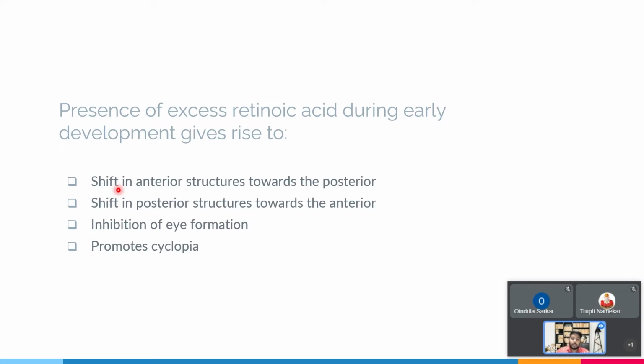So we are looking at another aspect of retinoic acid during development. This is at a bit later stage where the embryo has developed to a particular point, and the question is: presence of excess retinoic acid during early development gives rise to which of the following defects in the embryo? The options are: it will cause a shift in anterior structures towards the posterior, it will cause a shift in posterior structures towards the anterior, it will inhibit the formation of the eye, and it promotes cyclopia. So more than one option is correct.